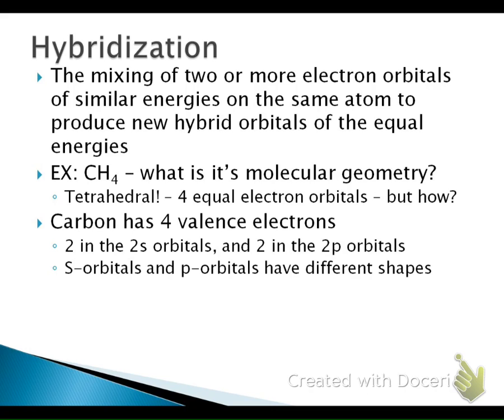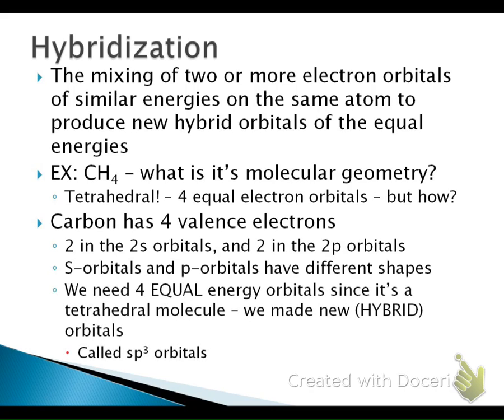So now hybridization is going to make a new shape from these. We need to make 4 orbitals to house these 4 domains of our central atom carbon that have equal energies and the same shape. For a tetrahedral geometry, we're going to call it sp3, because we're using our s orbital and our 3 p orbitals. So the hybridization for carbon in the CH4 molecule is called sp3.